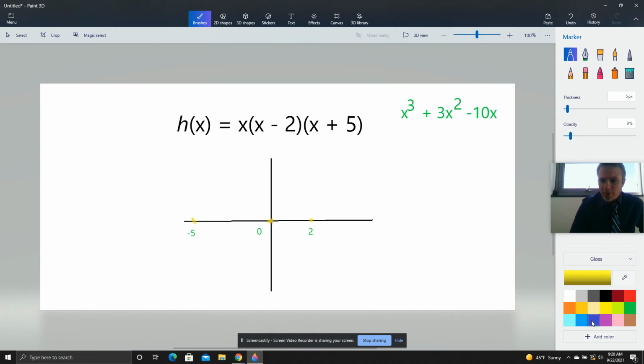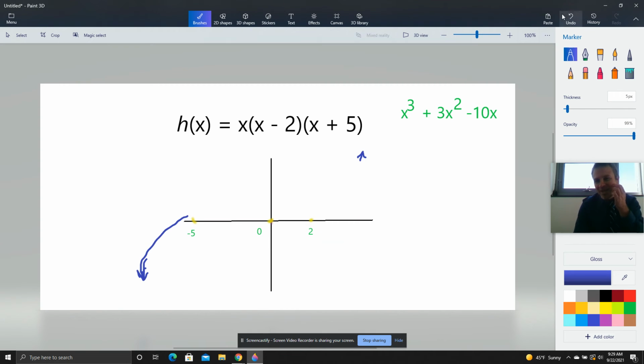So what I'm going to do here is lean on my parent function. My parent function has an end behavior of this arrow up here, right? So I know that this function wants to do this over on the right side, and over on the left side, it wants to go down. This is because, remember, what we have here is the parent function, because there's no negative in front, okay?